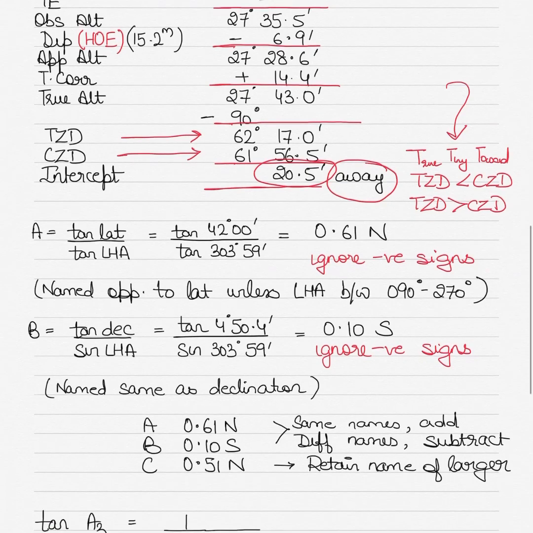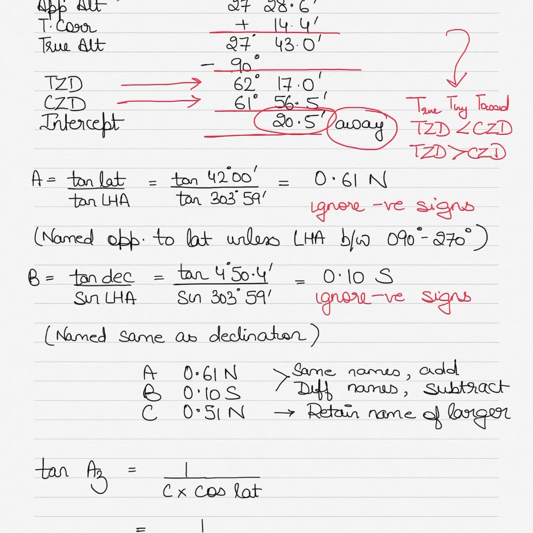Alright, so once you got your intercept, you just have to find the orientation of your position line. To do that, find out the components of A. A equals tan lat by tan LHA. Put in the values of latitude and LHA straight off. Ignore any negative sign that you get in the calculator. Alright, ignore the negative sign. Simply put in the value. I have stuck to 2 decimal places. You can go up to more decimal places if you have the time in the exam.